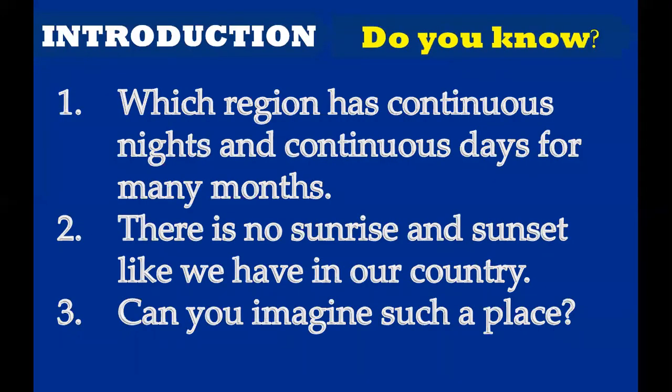Now children, which region has continuous night and continuous day? I think you know it. The region which is near the poles, because there you will not find sunrise and sunset. For 6 months the sun will not rise, and for 6 months the sun will not set. And the place where you find it is the polar region.